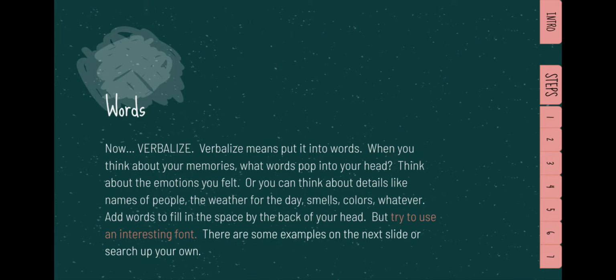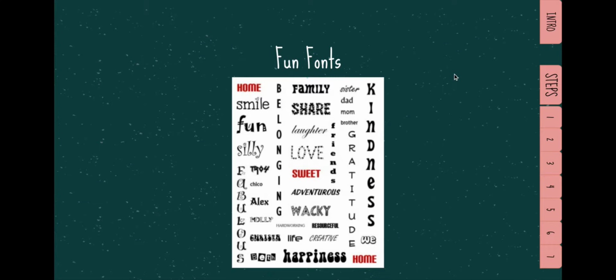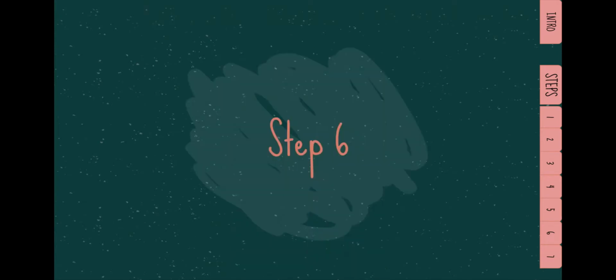And then this is still going in the space by the back of your head because remember, it's in your past. So, here's the one trick because you're making art, I want you to try to use an interesting font, not just plain old print. So, see if you can do something interesting with your font. You are free to search up fonts on the internet, but if you just want a quick list of some interesting fonts on the next slide, there's a few. Okay. And then after that, the next step is going to be six.